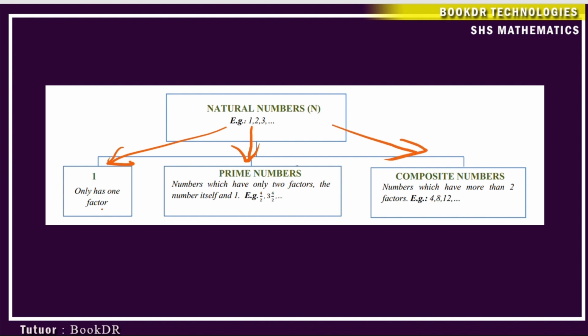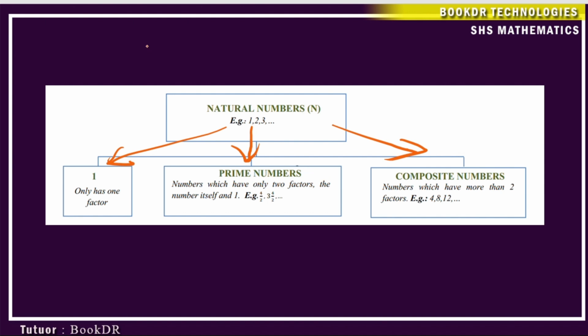One has only one factor. Prime numbers have exactly two factors. And then composite numbers have more than what? Two factors. So based on the number of factors that a number has, it falls within these three categories. Apart from one standing alone, a number can either be prime or composite.